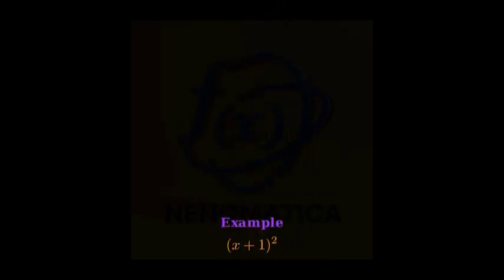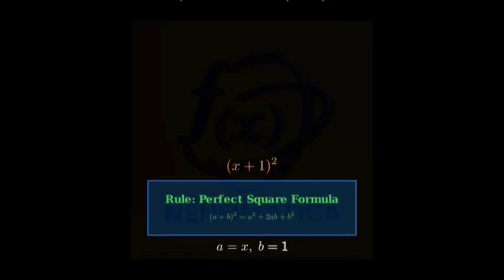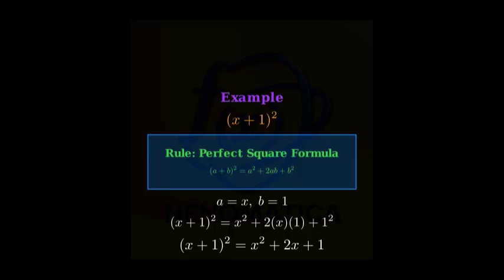We have (x + 1)². Using our formula, we can identify that a is x and b is 1. Now we can apply the formula. a² is x², 2ab is 2 times x times 1, which is 2x, and b² is 1 squared, which is 1. So, (x + 1)² equals x² + 2x + 1.